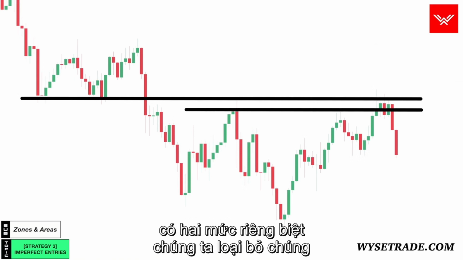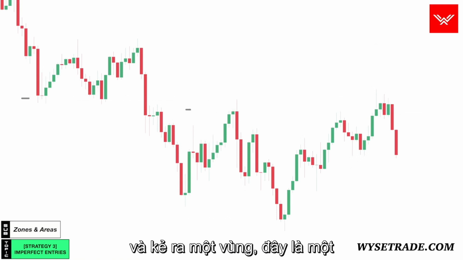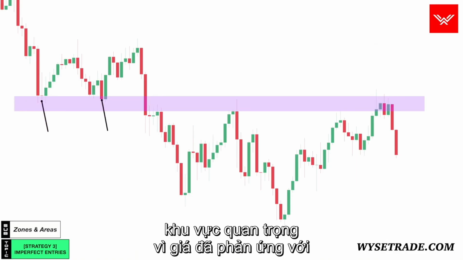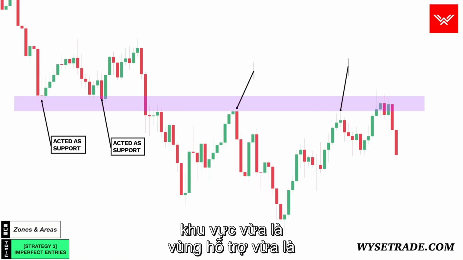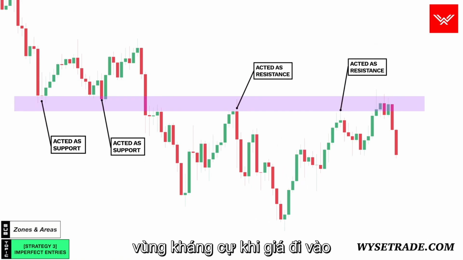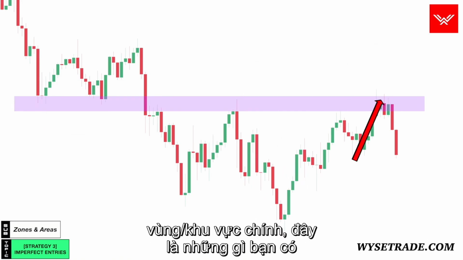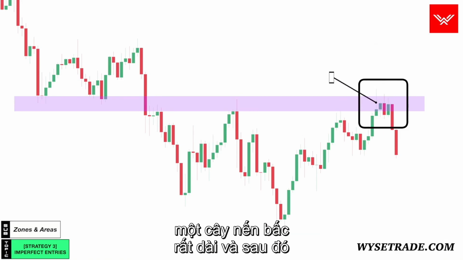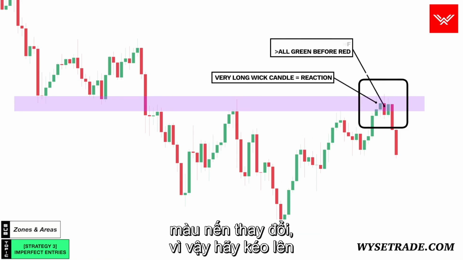Again, instead of having two separate levels, we remove them and create a zone. This is a very key area because price reacted to the area as both a support area and a resistance area. So as price entered the key area, here's what you had. A very long wick candle, and then a candle color change.